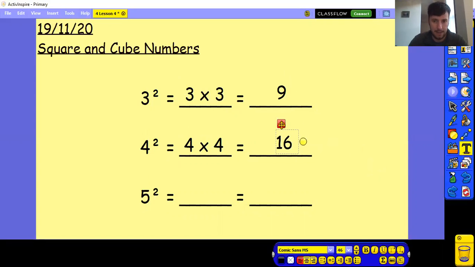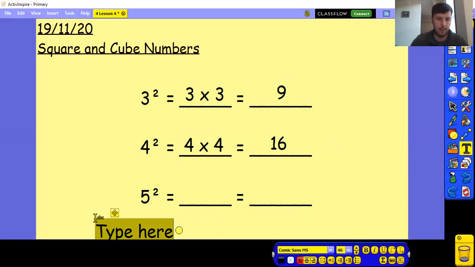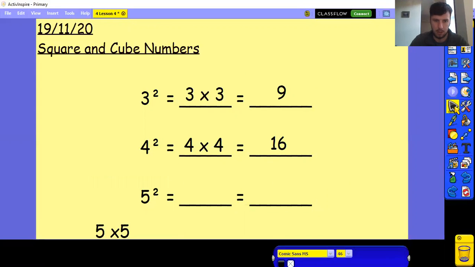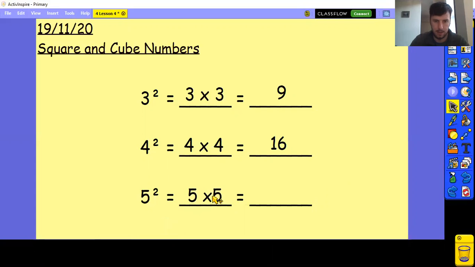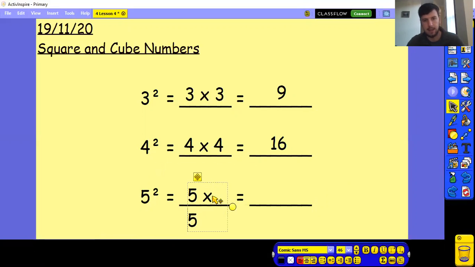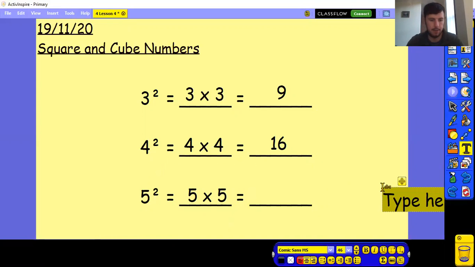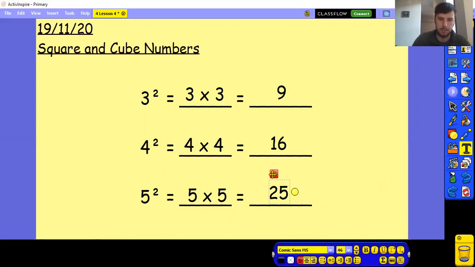Right. Have a little go at the one on the bottom, and I'll go through it very quickly in a minute. Right, okay, so 5 squared is, of course, short for 5 times by 5. Well done if you said that. And obviously, 5 times 5 equals 25. Well done.